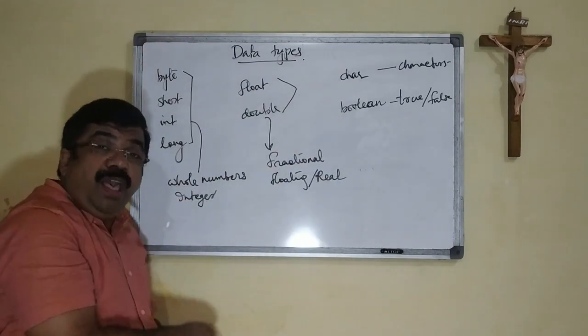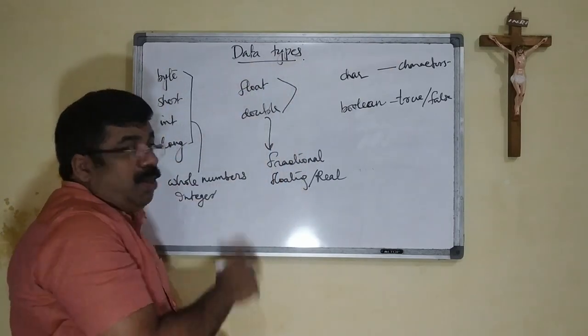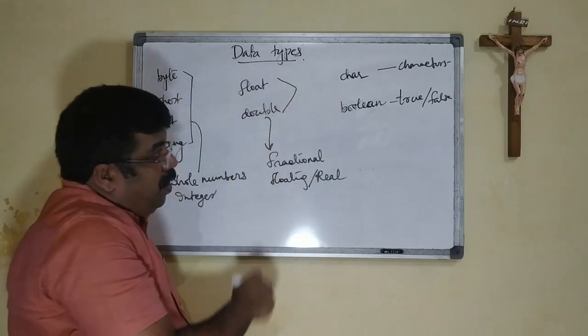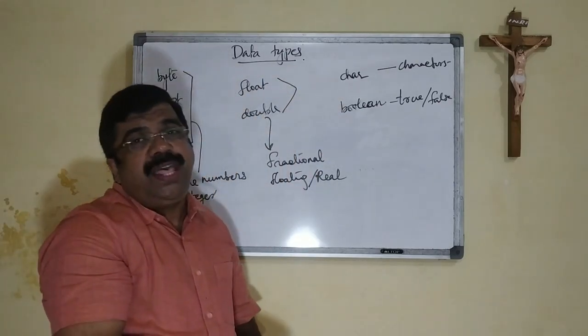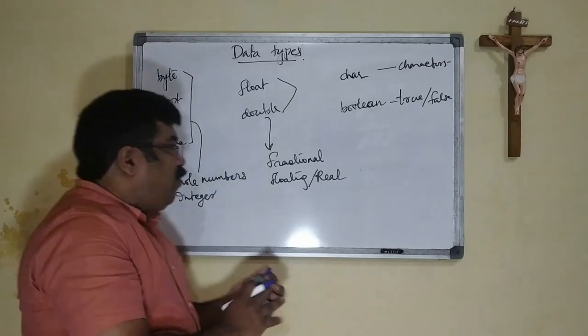So let us see one diagram to see the classification. First are whole numbers, second ones are fractional numbers, one is storing the characters, next one is storing the true value or the false value, which are the Boolean constants. Let's see one diagram.